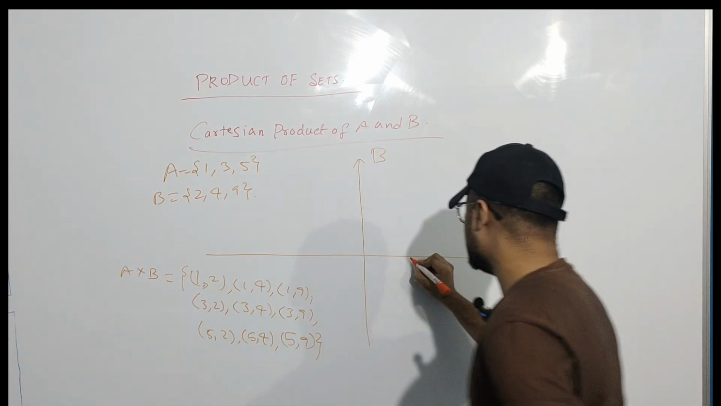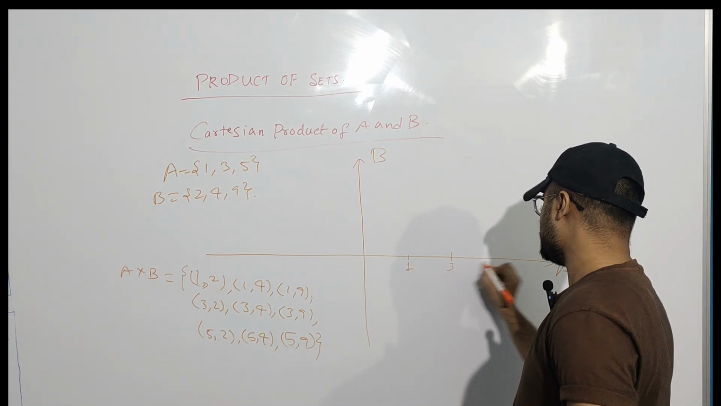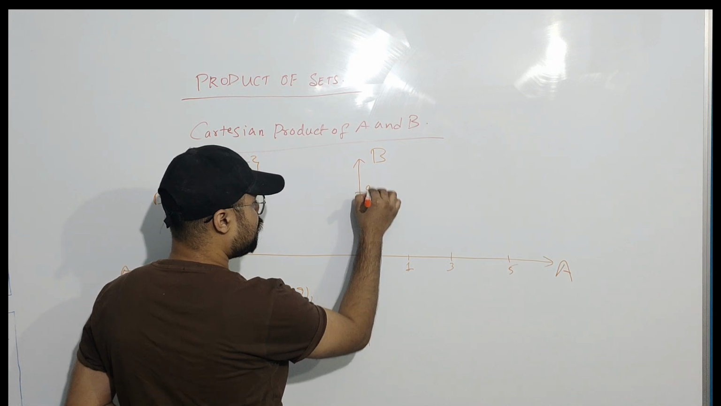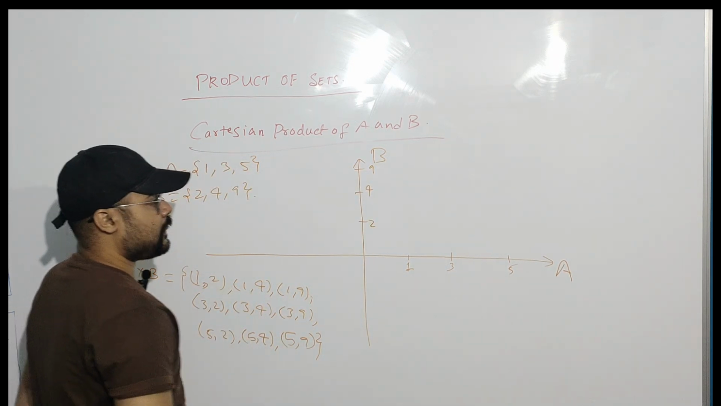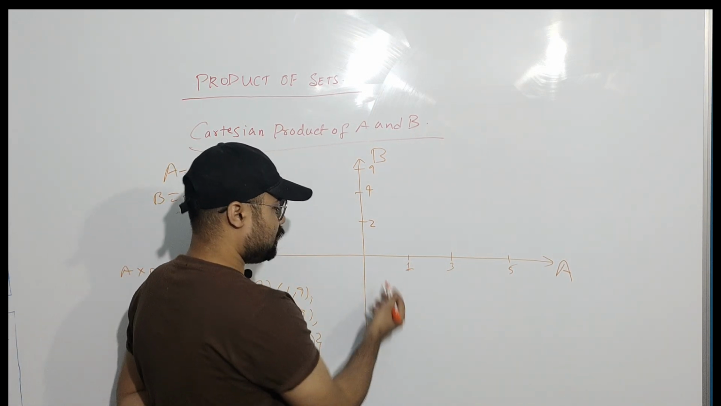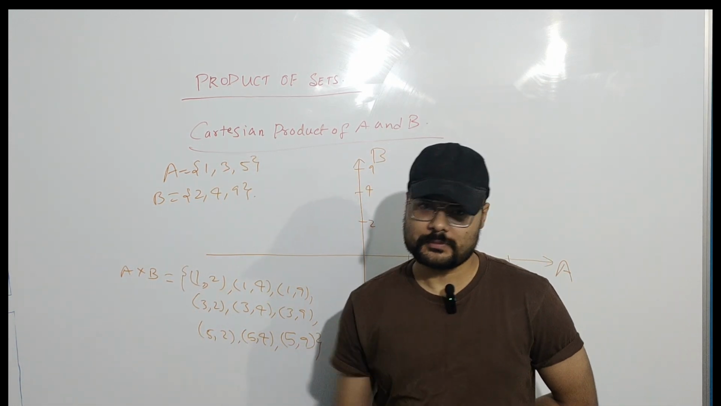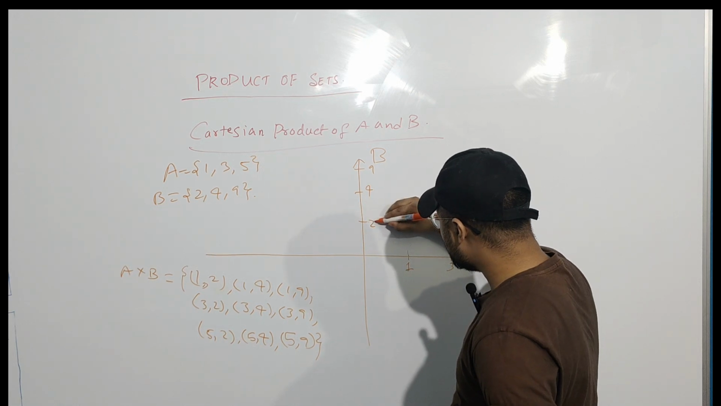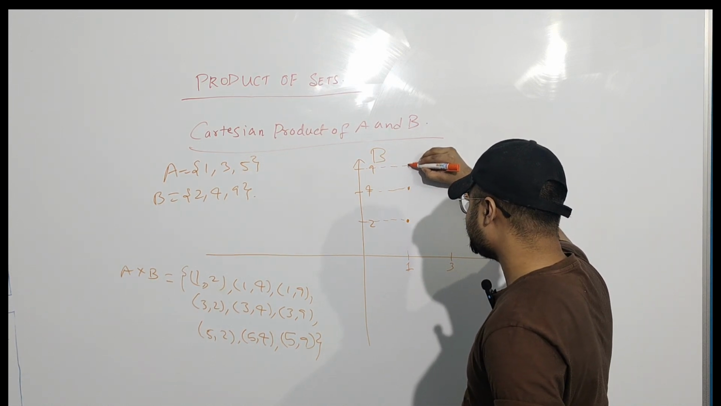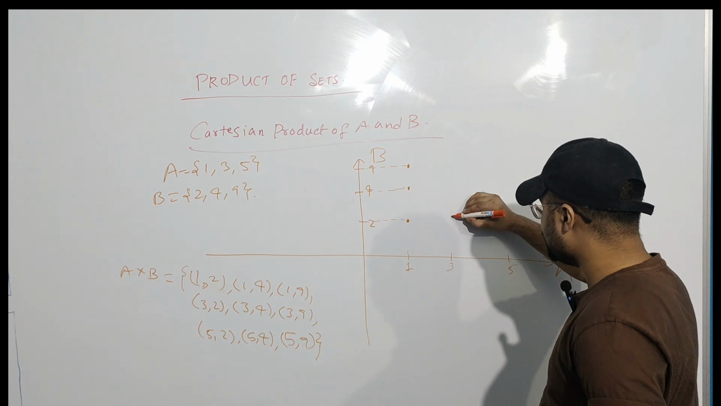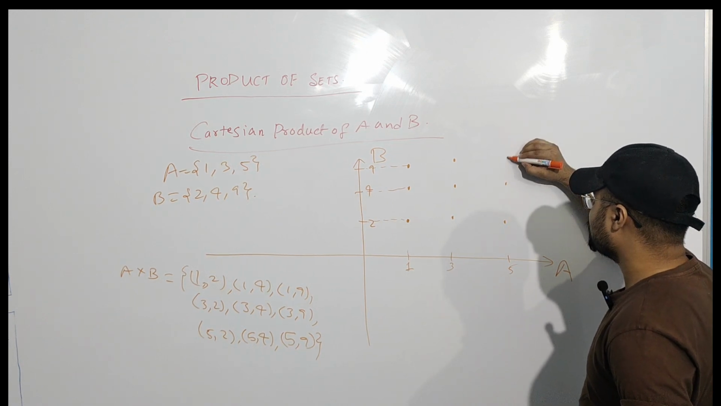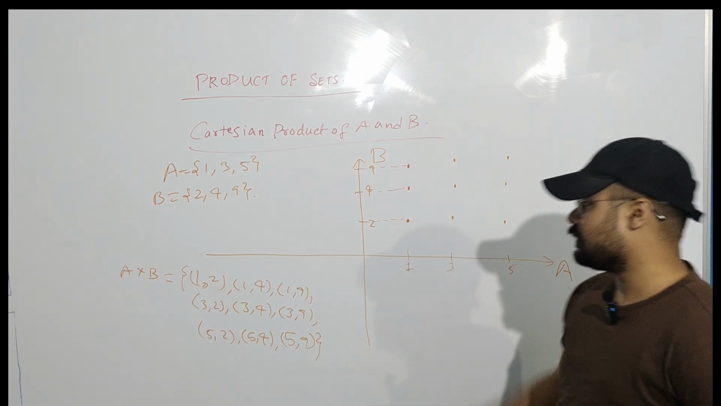So this is 1, this is 3, and this is 5. And what are the elements in B? Elements in B are 2, let's say this is 4, and let's say this is 9. Okay, then you just plot it. Because this is the Cartesian product, it is all possible pairs. So 1 and 2 will be there, everywhere you will have a point. Similarly for 3, the Cartesian product will be something like this only, because it is all possible pairs.